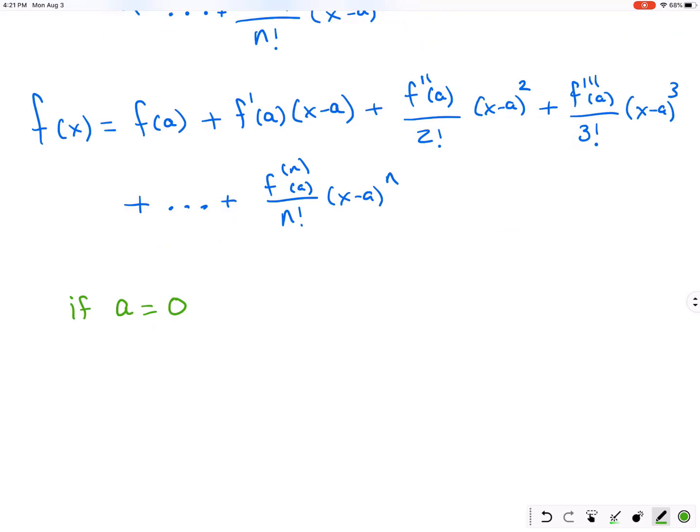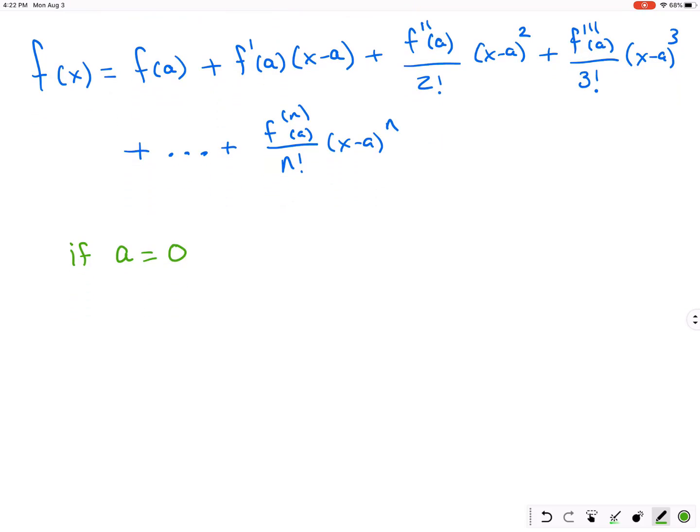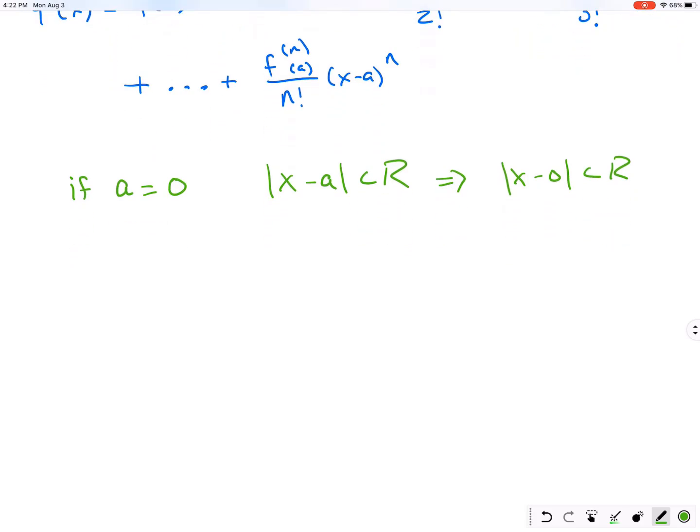Let's take a look at a special case. If a equaled 0, then we have the situation of x minus a, take its absolute value as less than r, is now x minus 0, take its absolute value as less than r. So that is the absolute value of x is less than r.